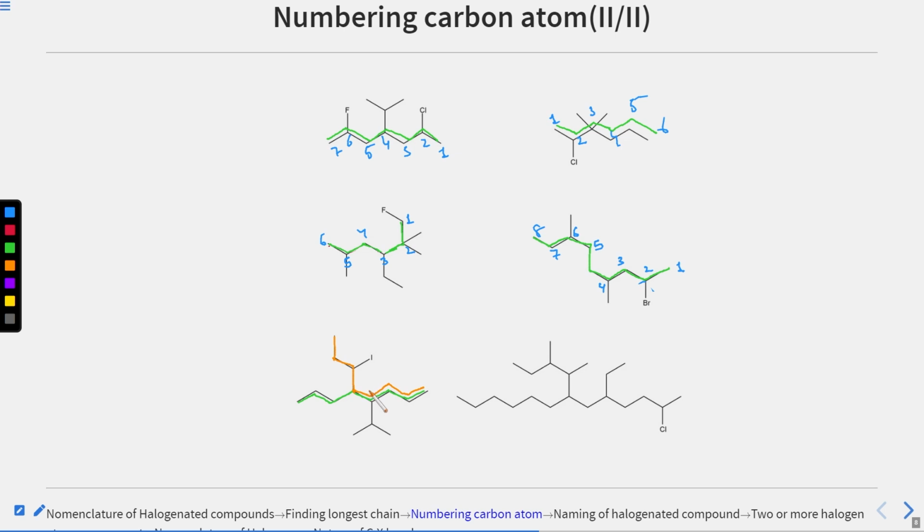We will take the orange one because this halogen is coming at a smaller place. This halogen is coming at a smaller place, that is number 3. So we will take that orange one. So the numbering would go like this. So this is our chain that we are taking.